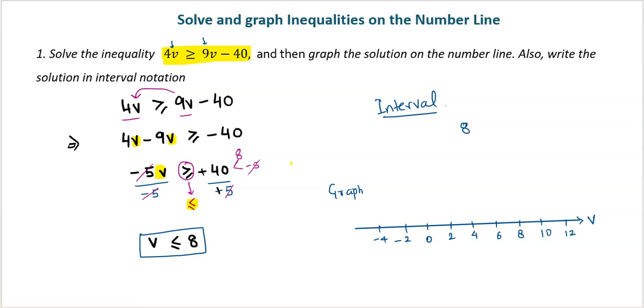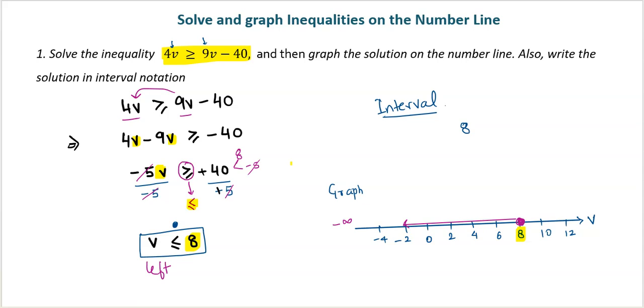Now, what is your point? The point is 8. Locate the point. You have less than or equal to, which means it should be a filled circle. So at point 8, it's a filled circle. Less than or equal to means move to the left side, so go left from here. As it is going to the left side, it means it's moving towards minus infinity.